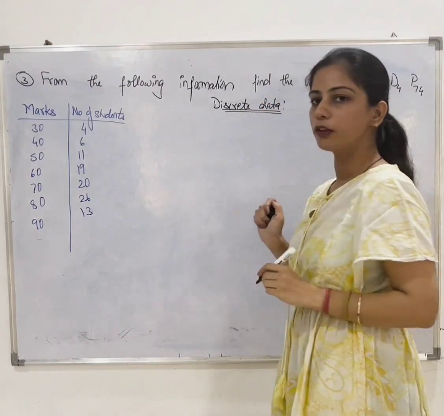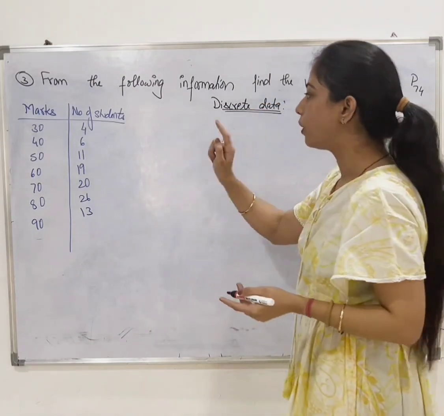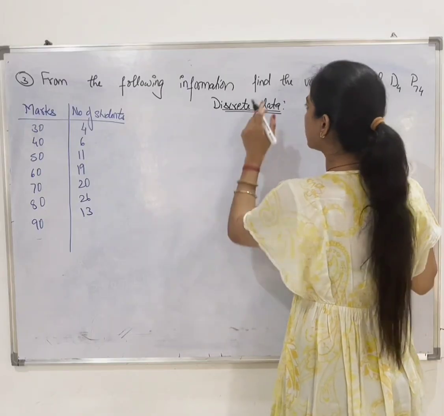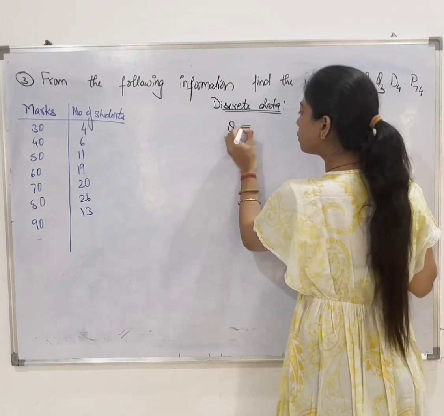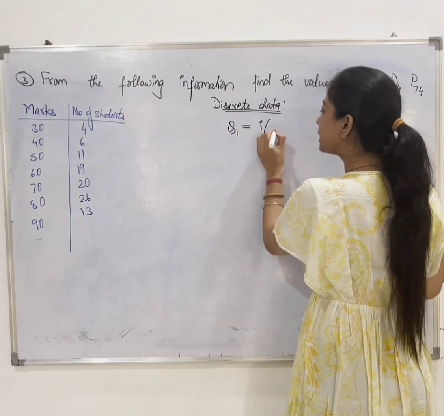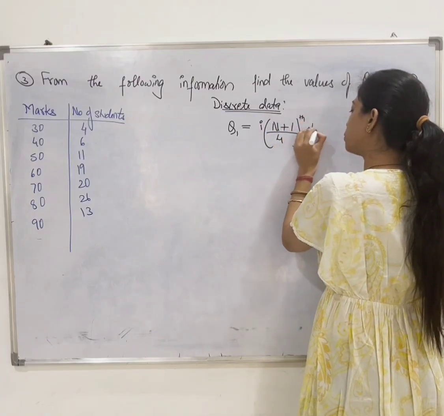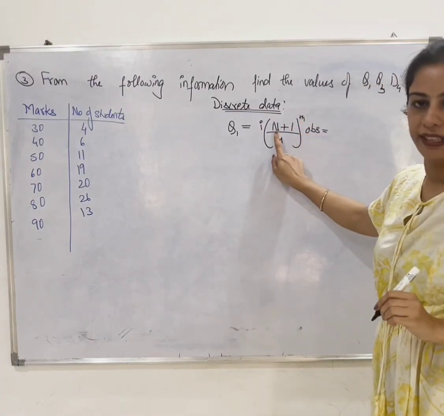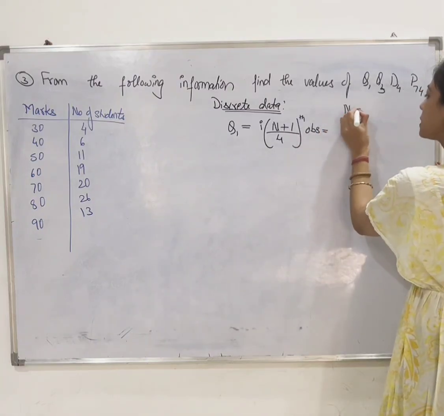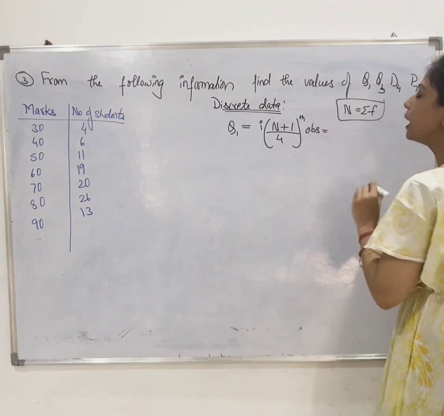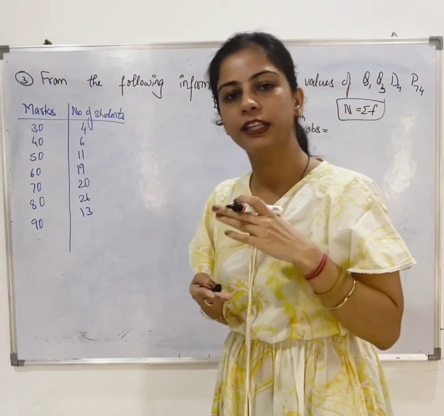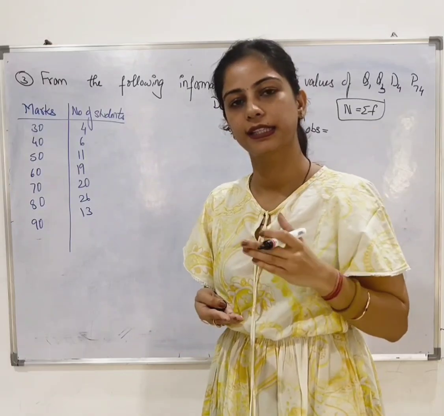So now, how are you going to find out discrete data? First, we need to find Q1. The formula for discrete data is (N+1)/4th observation. Here, what is capital N? Capital N is nothing but the sum of frequency. This is very, very important. Small n is the number of observations, whereas capital N is the sum of frequency.